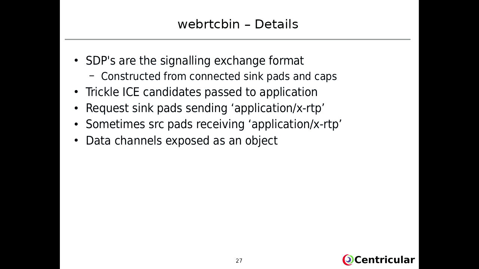ICE candidates are sent to the peer. Basically, what can I use to connect to? What can the peer use to connect to myself? Those kinds of things. Pads are exposed depending on what is happening. Data channels are exposed as an object, which is also the same as the specification, where you can call send a message and receive messages, as well as get notifications about errors, whether the data channel is open or not. If you know WebRTC itself, then those kinds of things map relatively well to the GStreamer side as well.